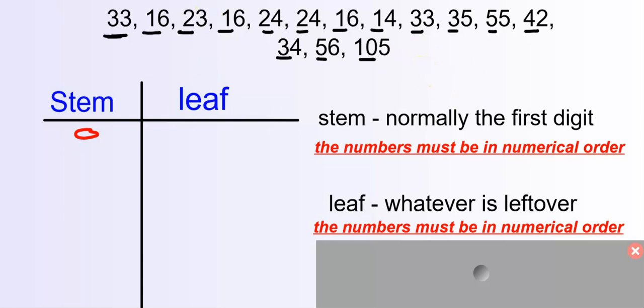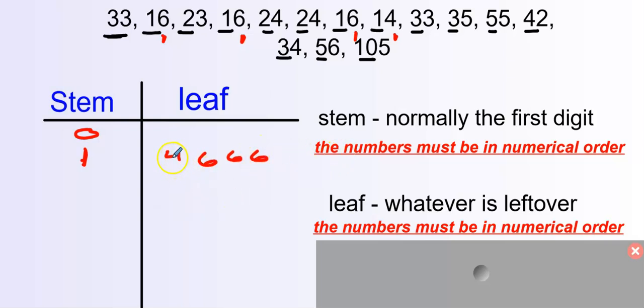All right, so then the next thing is we go to 1. All the ones we have: 16, another 16, another 16, we have another 14, and that's it. That's all the ones. So we need to put those in numerical order. Like it says down here, it needs to be in numerical order for the leaf. So we have 6, 6, 6, 4. We're going to put the 4 first because that's the smallest number, and then we're going to do a 6 and then 3 6s.